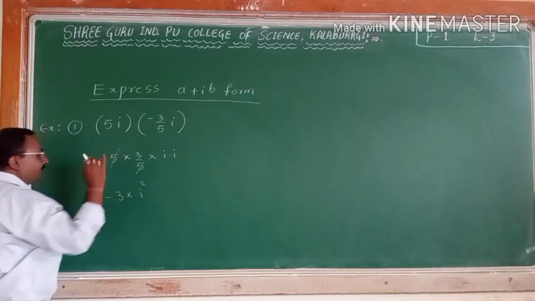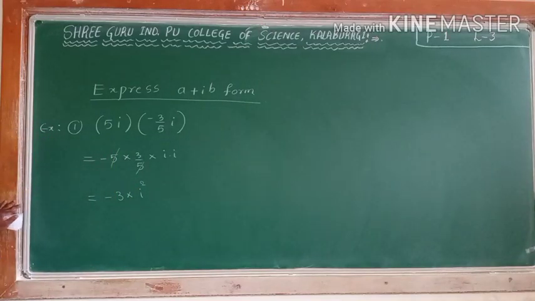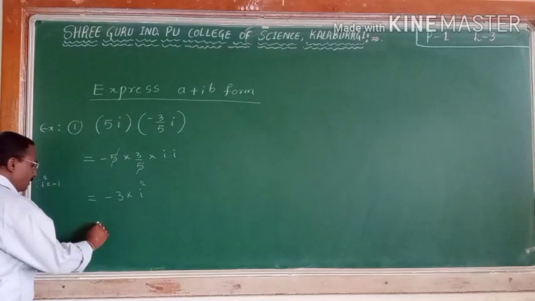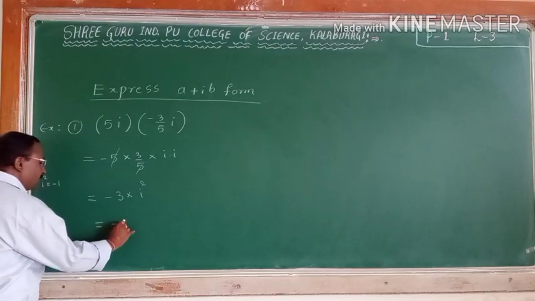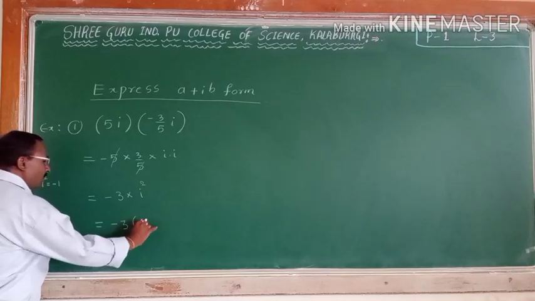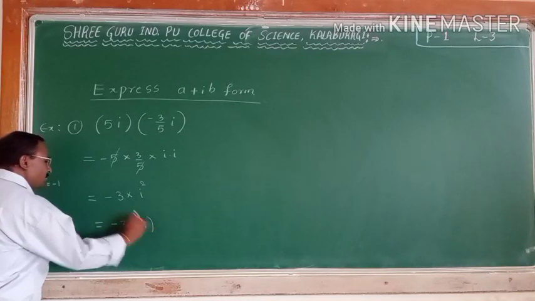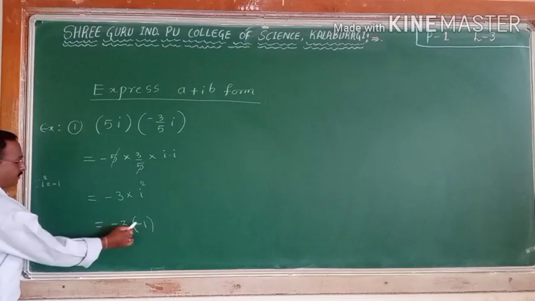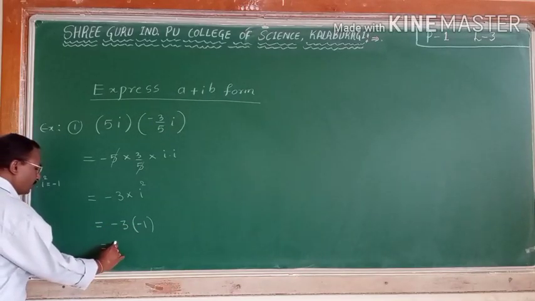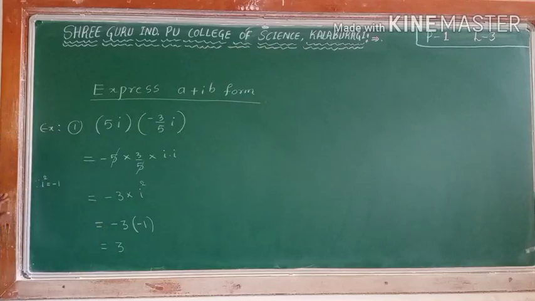I into i is what? i square. Because i square value is minus 1, that is minus 3 as it is, and i square value minus 1. Minus times minus is plus, so the value is 3. Here, express in a plus ib form.